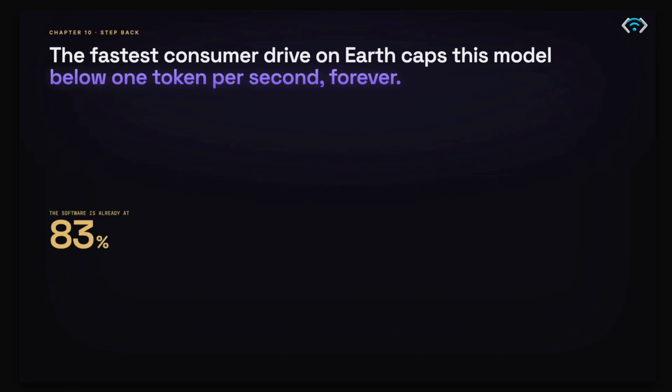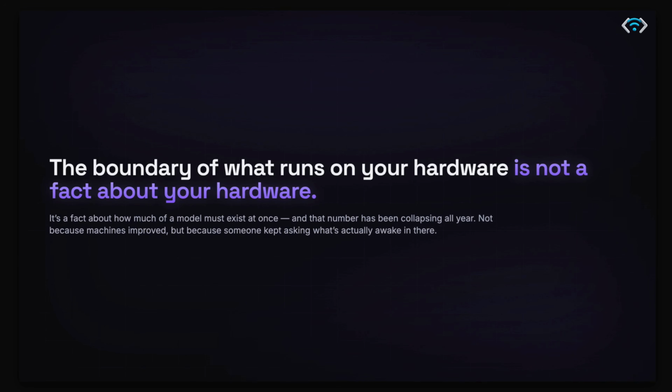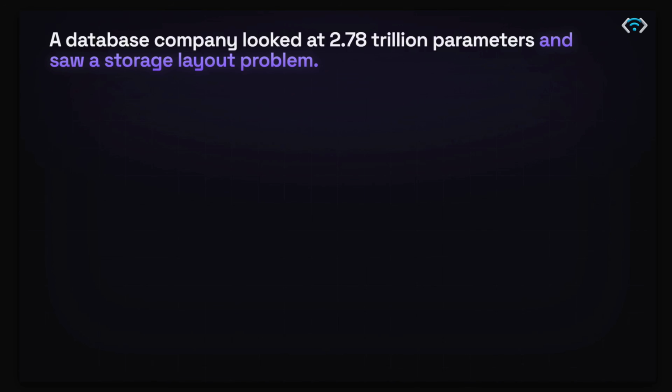The fastest consumer drive on Earth caps this model below 1 token per second forever. The software is already at 84% of that ceiling, so by every conventional measure, this project is finished. There's nowhere left to go. And yet, it's the most instructive repository I've read this year, because what it actually demonstrates is that the boundary of what runs on your hardware is not a fact about your hardware. It's a fact about how much of a model must exist at once, and that number has been collapsing all year. Not because machines improved, but because someone kept asking what's actually awake in there.